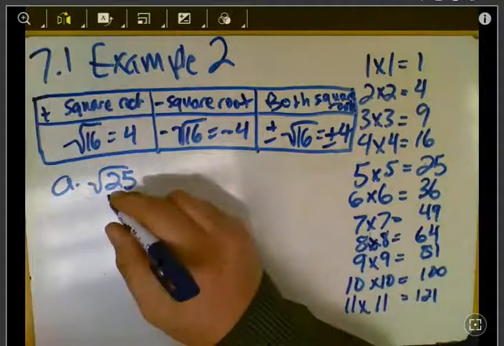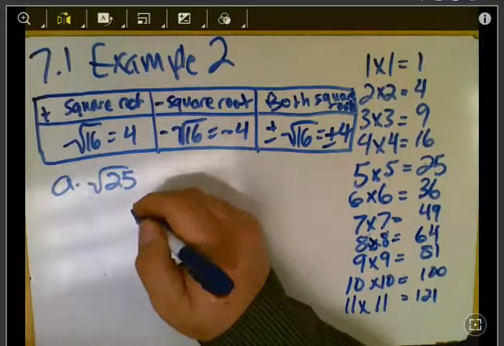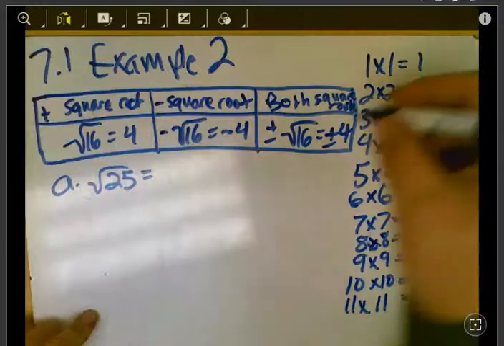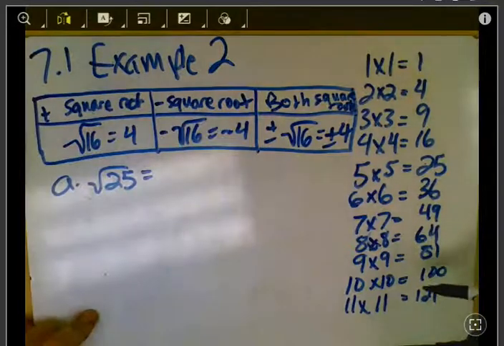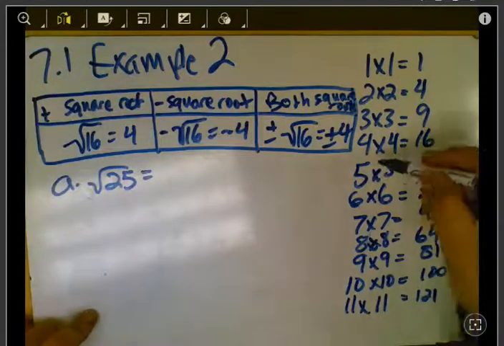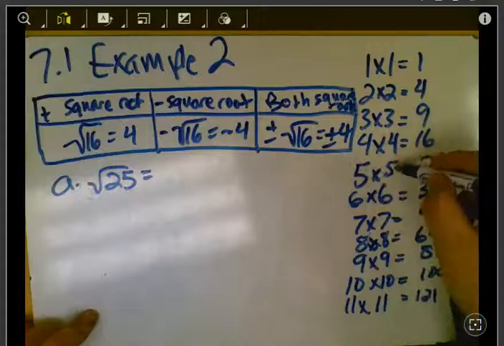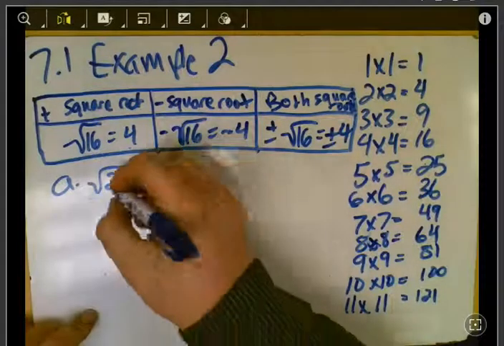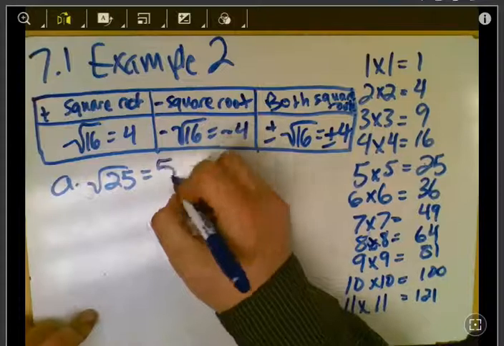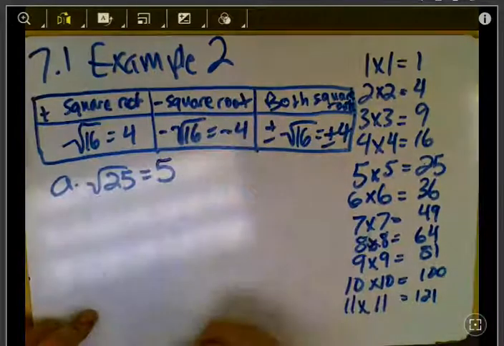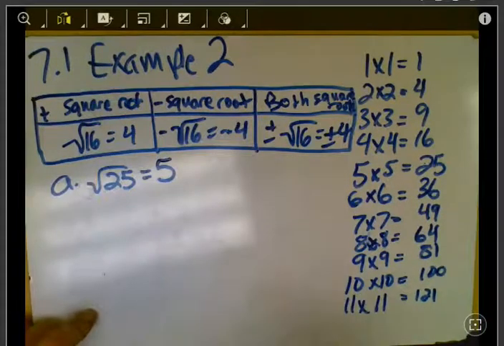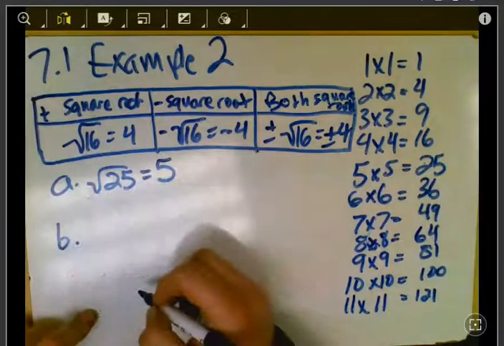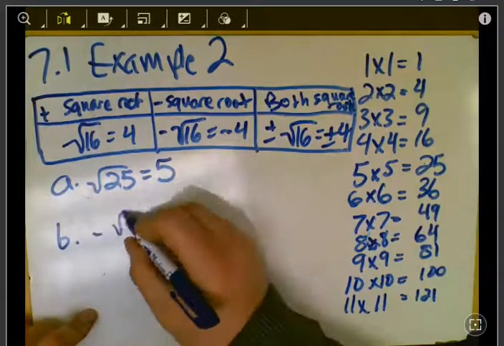So for a down here, we want the positive square root of 25, which means we would look at our chart over here, see if it's a perfect square, and it is. So we know that this number times itself, 5 times 5 equals 25. So the square root of 25 is then 5, the positive square root. Okay?